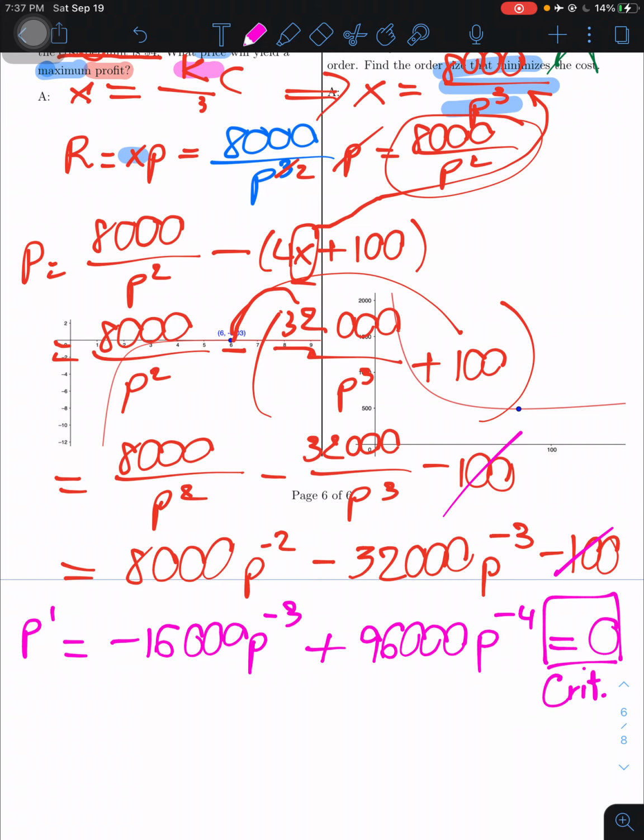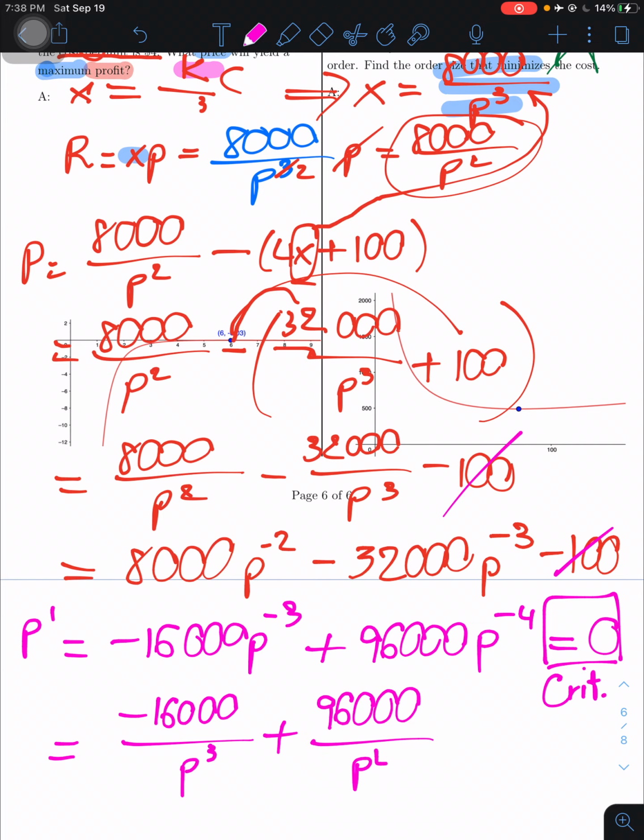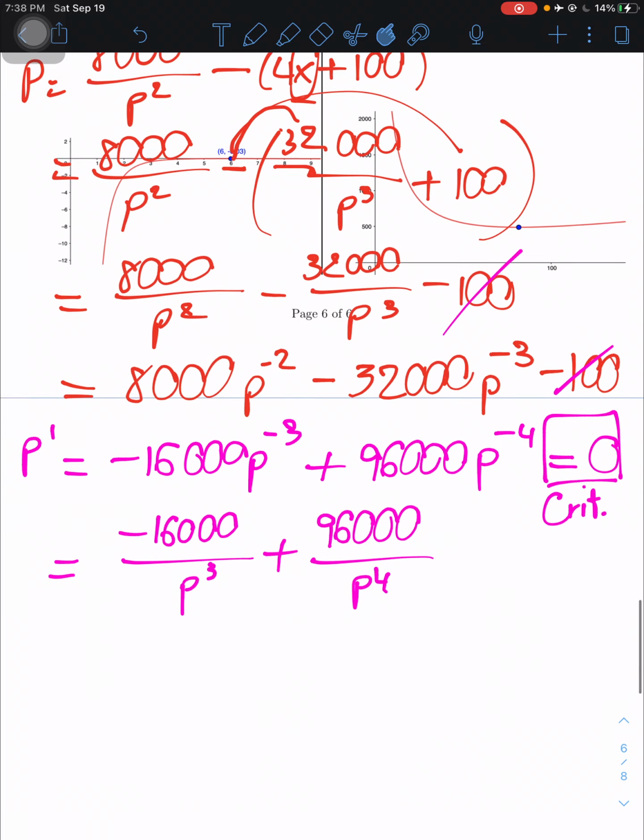Okay, so we go ahead and do that, and if we set it equal to 0, you're going to get p equal to 6. As for the procedure, if you insist how I solved it, let me slow down a little bit and show you the logic behind why the price equals 6. First of all, let me just rewrite them. It's going to look like negative 16,000 over p cubed, plus 96,000 over p to the fourth, right? So we're all good with this, right? It's just rewriting the power.